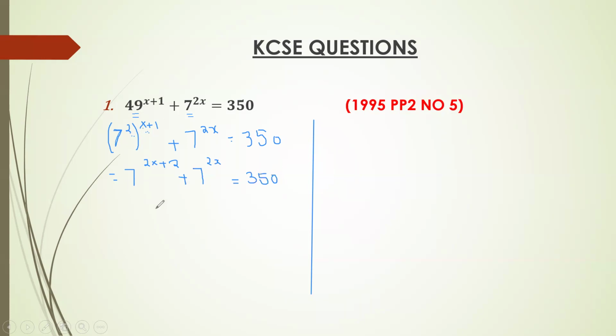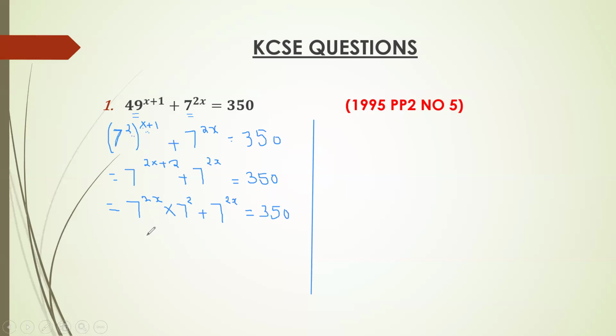So, haya, baada hapa 7 power 2x plus 2 tutaidivide kwa iwe mara mbili, so itakuwa 7 power 2x times 7 power 2. Originally maana imetoka na hapa, si tulisema same bases uta add powers, ndio maana ukapata 7 power 2x plus 2 plus 7 power 2x equal to 350.